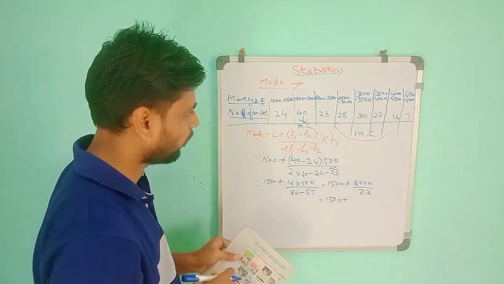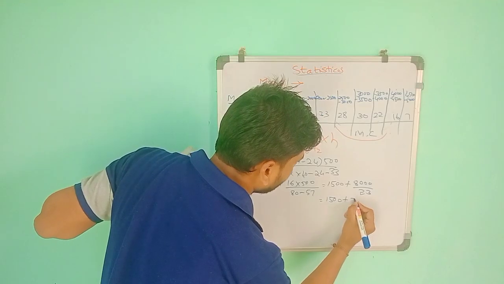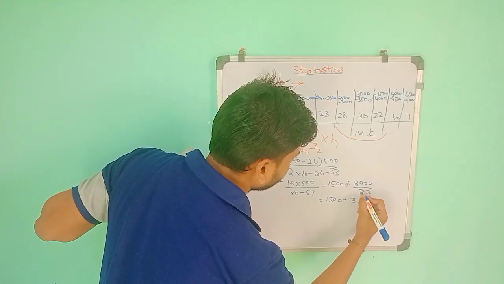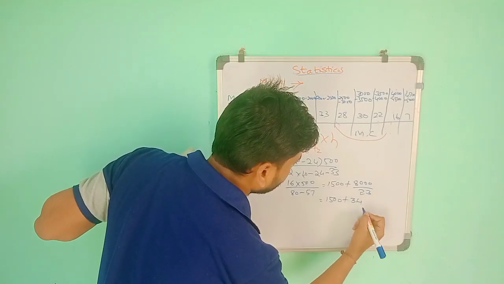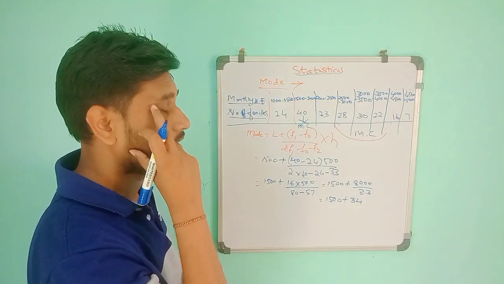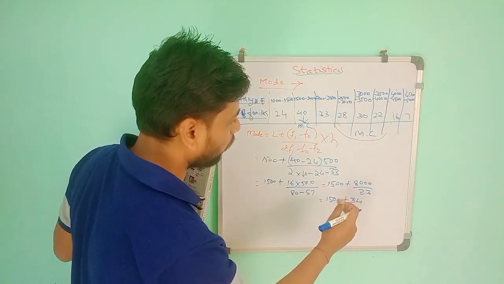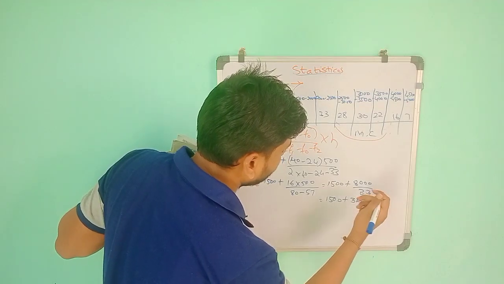So if you find out, 23 2s are 46, 23 3s are 69, so 69 means 110. 23 4s are 92. 23 5s is 115. So 23 4s are 92, so 92 means this one.